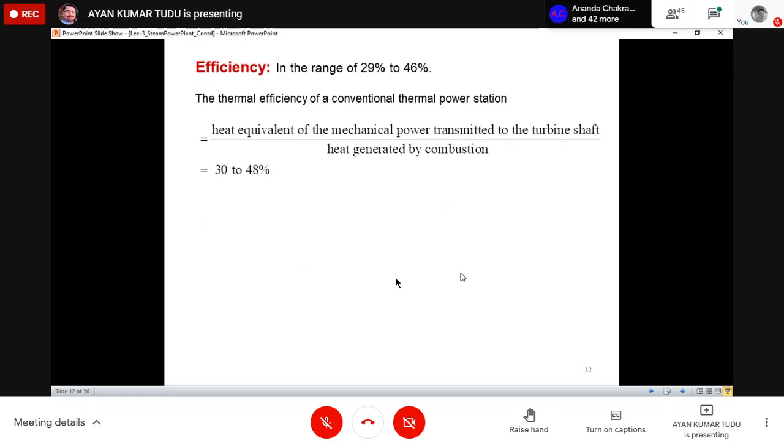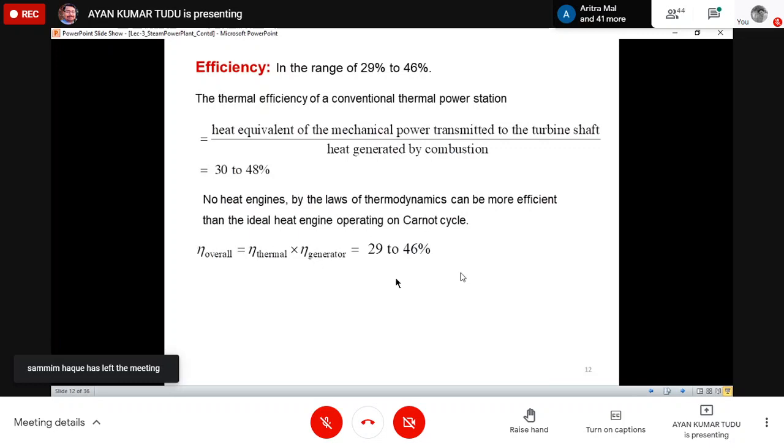So when we are talking about overall efficiency, as you know, no heat engine, by the law of thermodynamics, can be more efficient than the ideal heat engine operating on the Carnot cycle. So the overall efficiency is the thermal efficiency into the efficiency of the generator. Both together will be around 29 to 46%.